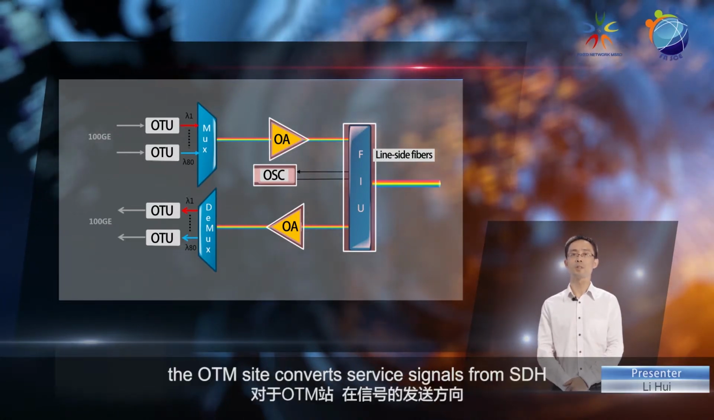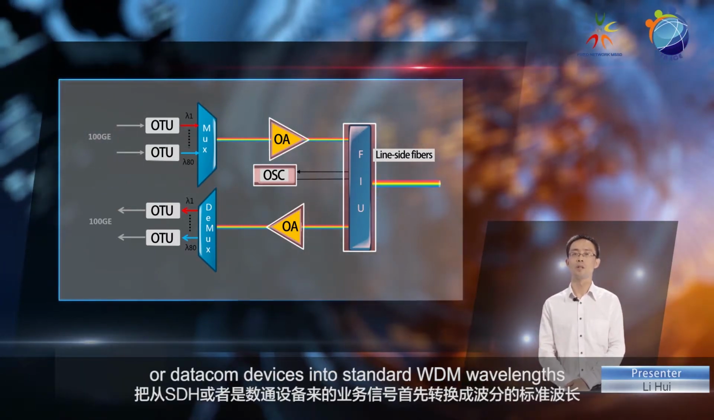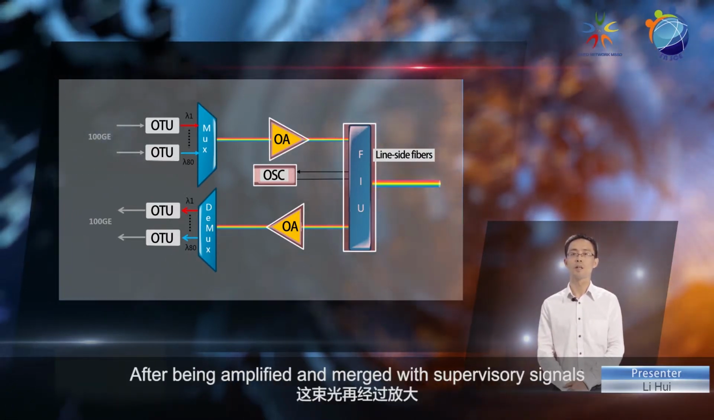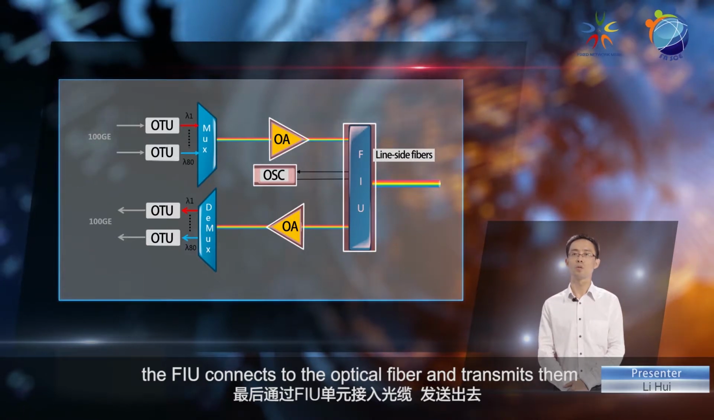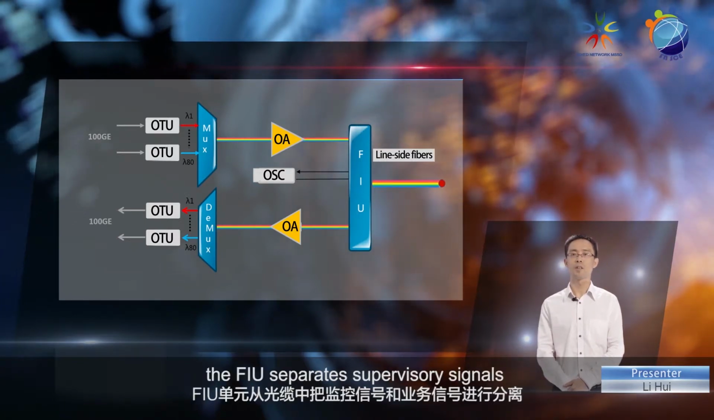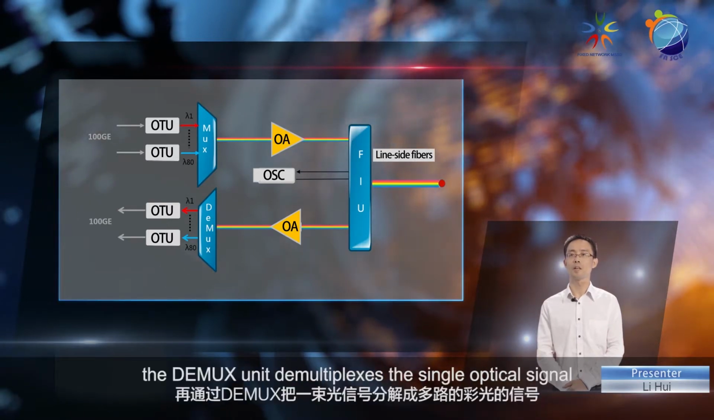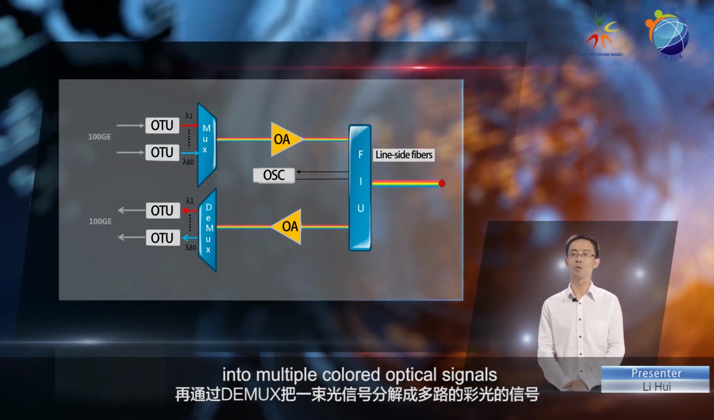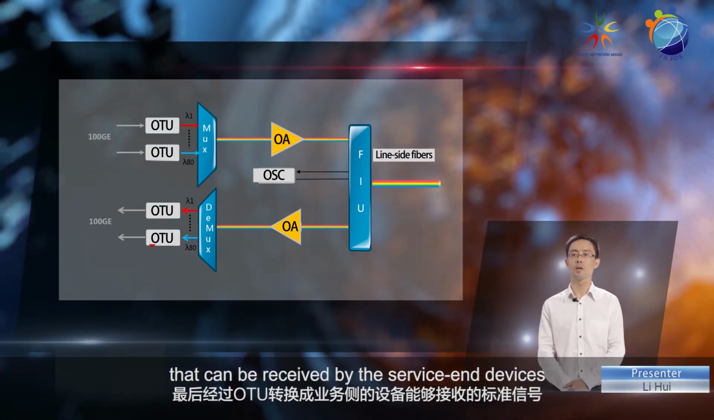In the transmit direction, the OTM site converts service signals from SDH or datacom devices into standard WDM wavelengths. Then the MUX unit multiplexes the signals into one beam of light. After being amplified and merged with supervisory signals, the FIU connects to the optical fiber and transmits them. In the receive direction, the FIU separates supervisory signals from service signals in the optical cable. After the service signals are amplified, the DMUX unit demultiplexes the single optical signal into multiple colored optical signals. Finally, the OTU converts them into standard signals that can be received by the service end devices.